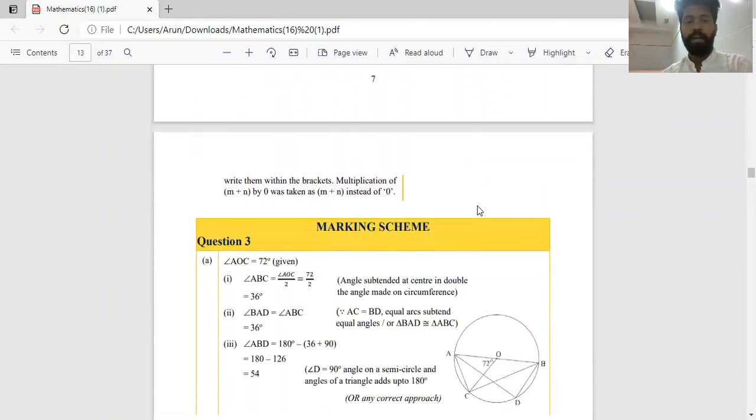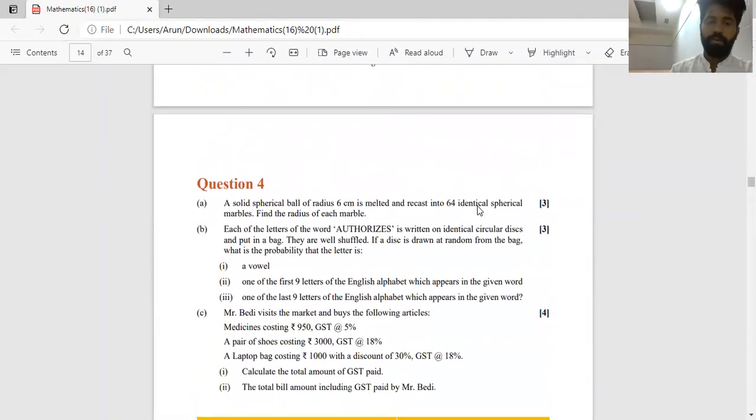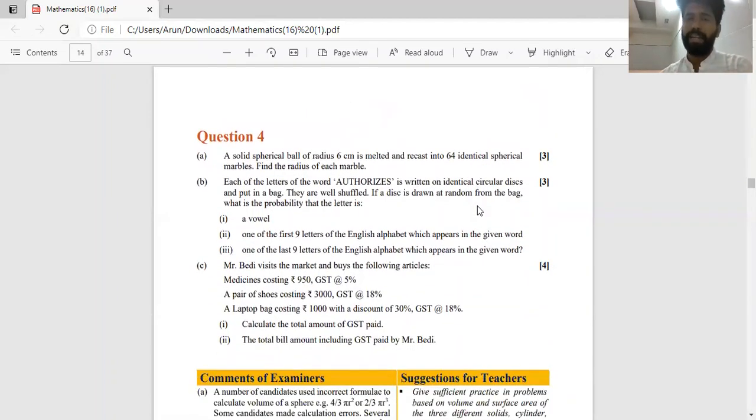Then coming to question number 4, a solid spherical ball. So this question is based on sphere. But since sphere has been reduced from the portion this year, we'll not be discussing this.